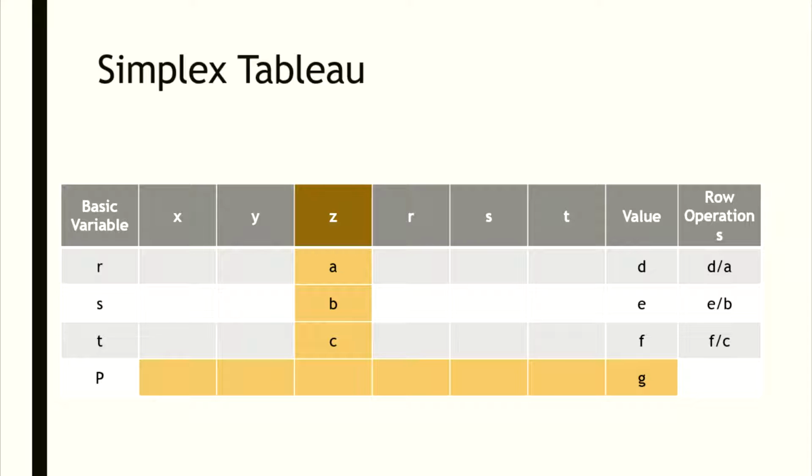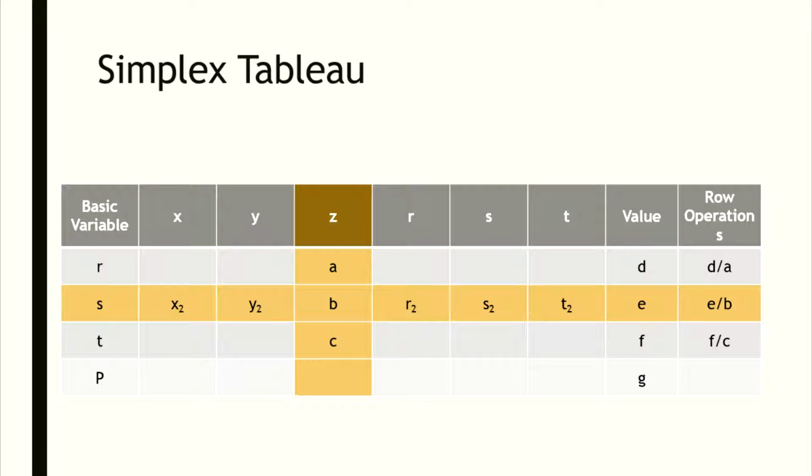So what we're going to do now is use the row operation column on the far right to calculate theta values. So we're dividing the value column by the term in the pivot column: d by a, e divided by b, f divided by c. What we're looking for is the row with the smallest positive theta value, and that will be the pivot row. Say for example again that the S row had the smallest positive theta value. So that will now become the pivot row.